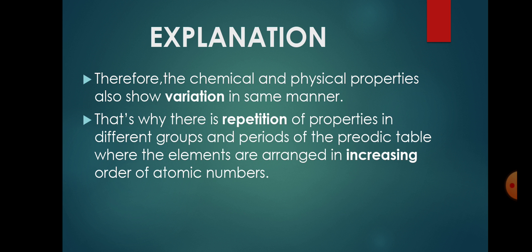Therefore, the physical and chemical properties also show variation in the same manner, meaning they also show changes in the same manner. So we can say this is a repetition of properties: the properties are repeated after a certain interval in different groups and periods of the periodic table, where the elements are arranged in increasing order of atomic numbers.